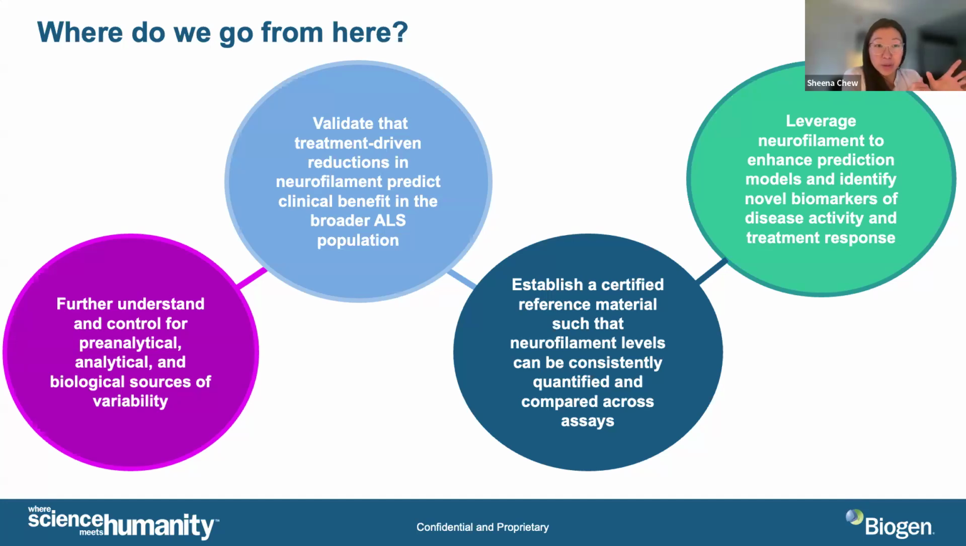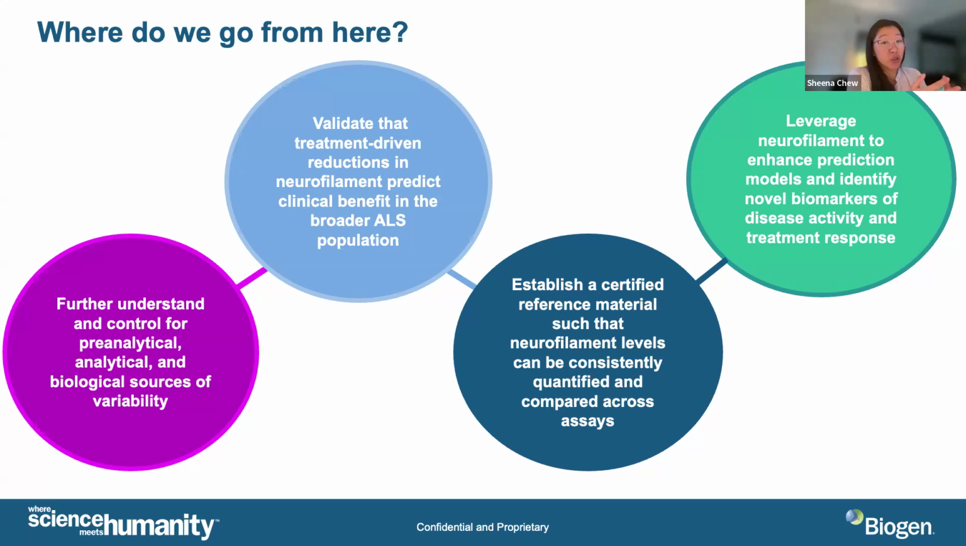And then in the light blue bubble, we have shown that treatment-driven reductions in neurofilament are reasonably likely to predict clinical benefit in the SOD1 ALS population, and we need to validate that this could extend to the broad ALS population, and that would really speed up drug development in ALS if neurofilament could be a surrogate for the broad ALS population. And this really requires an effective drug that can show a treatment effect on neurofilament and a treatment effect on clinical outcomes.